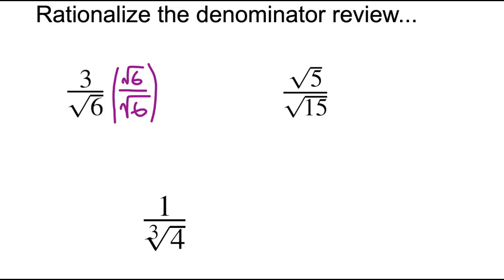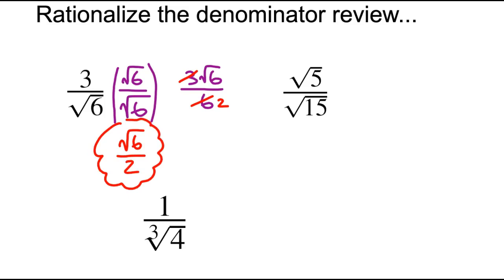So this one now is going to be 3 root 6 over 6. And then actually that reduces a little bit more. The 3 and the 6 cancel out, leaving root 6 over 2. Remember that? This is called rationalizing the denominator.